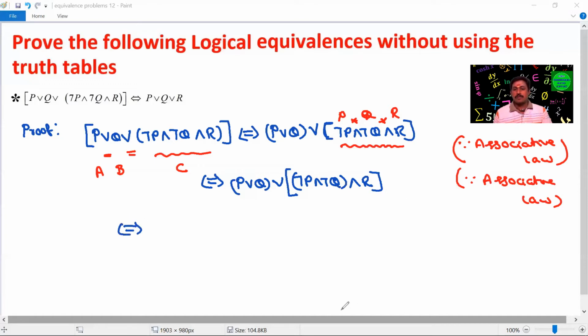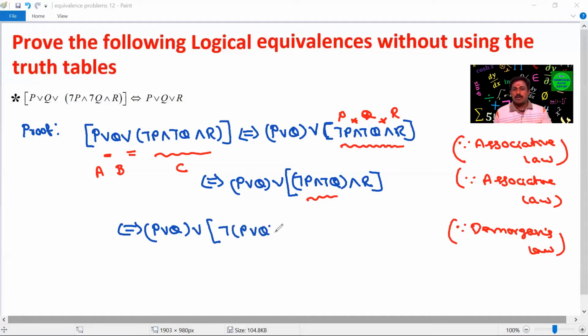Now, if you observe this bracket term, we have De Morgan's law. Using De Morgan's law, we can write the next step as P or Q, or this term can be written as not of (P or Q). By taking the not common here, we can write the term as not of (P or Q) and R. So now, if you observe this entire term, it looks like P or (Q and R). Three different variables, two different symbols. Therefore, the distributive law is applicable.